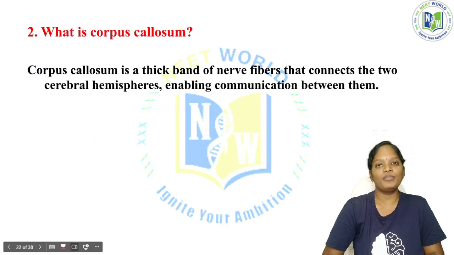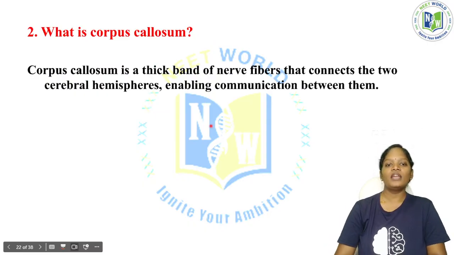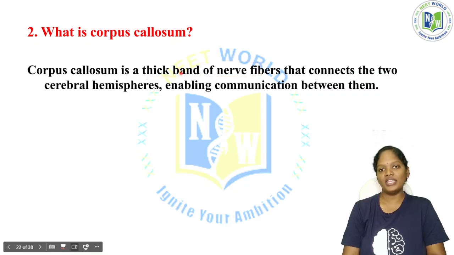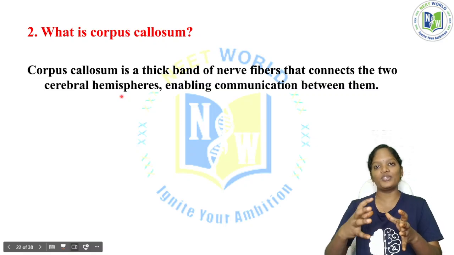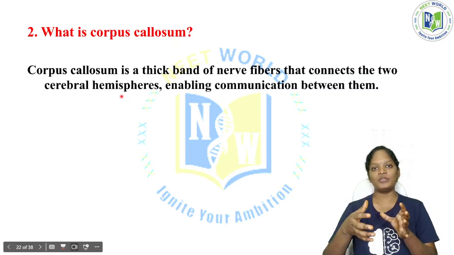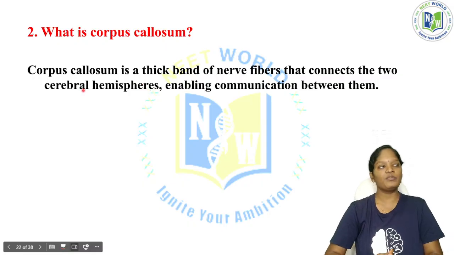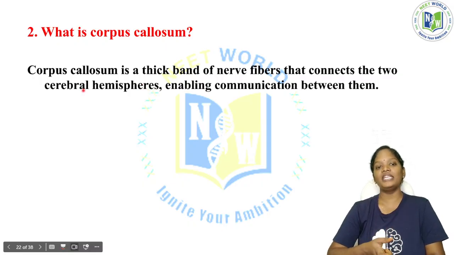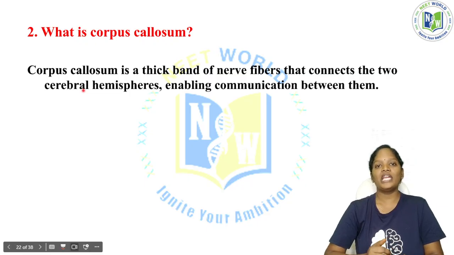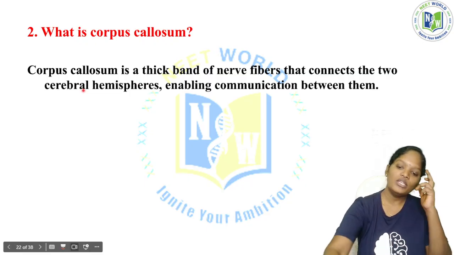Now, what is the corpus callosum? The corpus callosum is a thick band of nerve fibers, rich in nerve fibers. What is its function? It connects the two cerebral hemispheres. We have two hemispheres, left and right, and these are connected by the corpus callosum. So these two cerebral hemispheres are easily connected and can communicate with the help of the corpus callosum. This is an important thing.